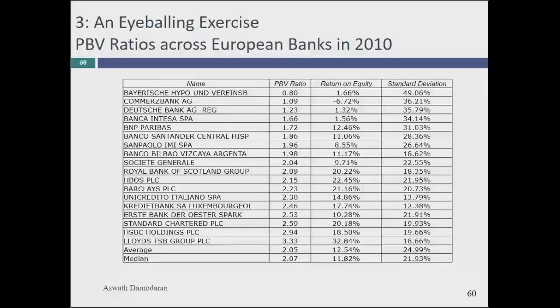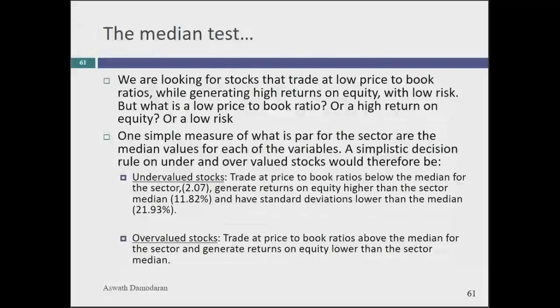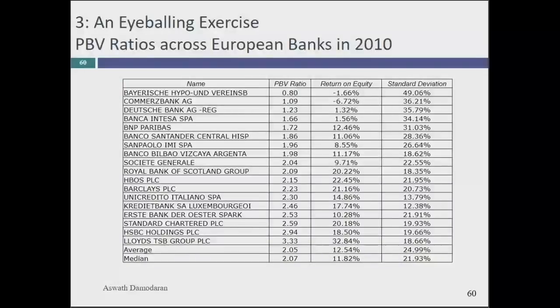You find any cheap stocks there? 11.82. Maybe I can't find any cheap stocks. Do you see what I'm trying to do? I'm trying to find price to book less than 2.07, return on equity higher than 12 point something percent, and a standard deviation lower than 21.93%. I'm going to let you look for it.